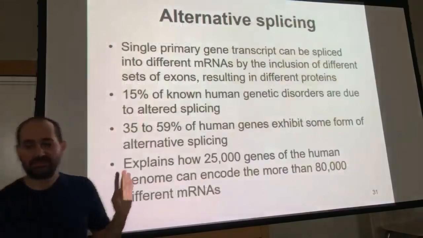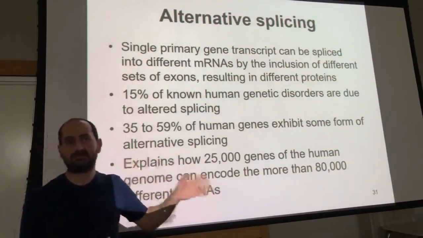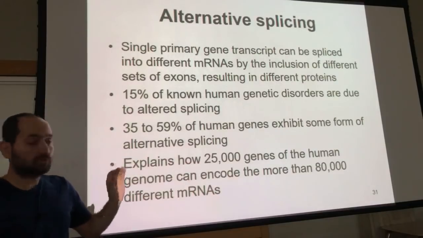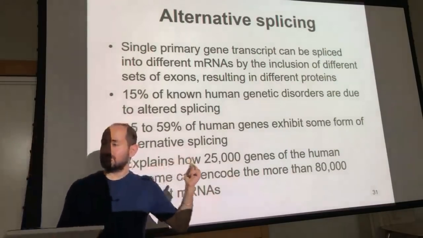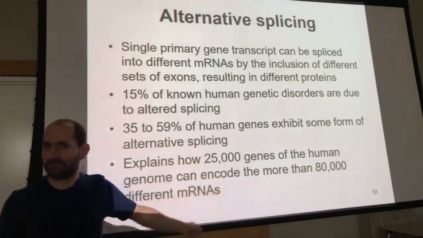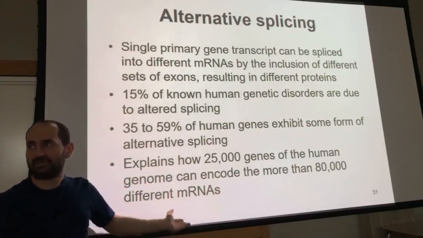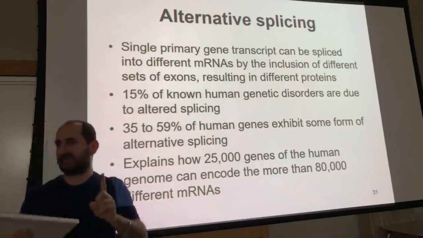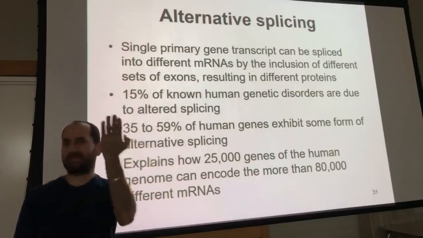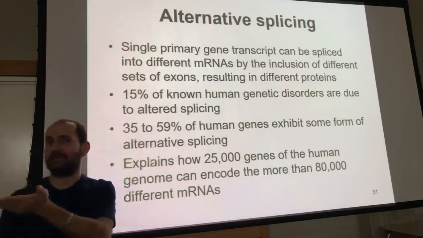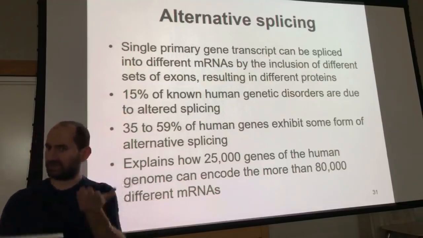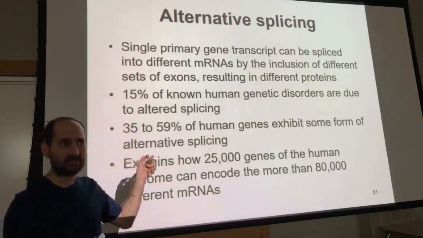This is an interesting thing too. Remember alternative splicing? You should know for the exam, this is responsible for the fact that we have more proteins. We have like 80,000 different proteins when we only have 25,000 different genes. Because remember, the math doesn't add up. If you have a gene, it codes for a protein. If you have 25,000 genes, you should have 25,000 different proteins. But we have like 80,000 different proteins. Well, what's that discrepancy? Alternative splicing.